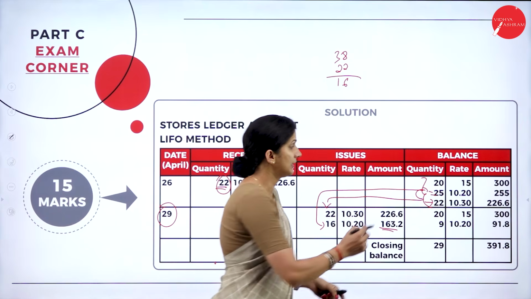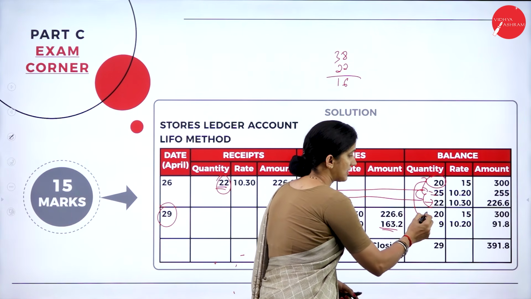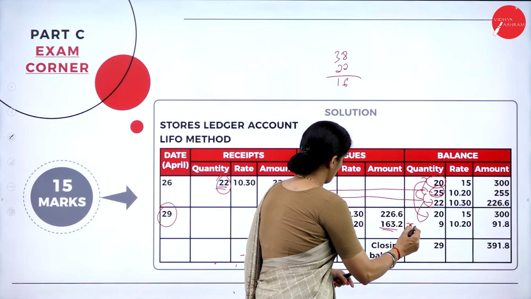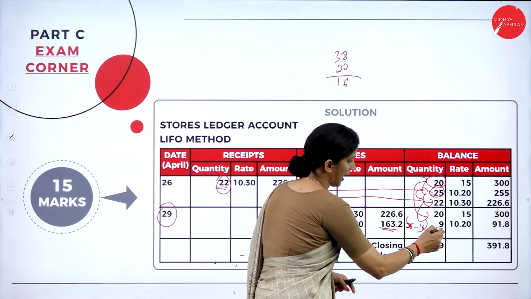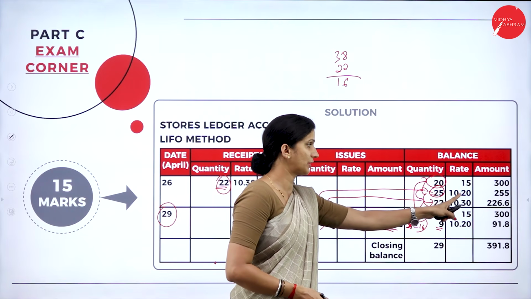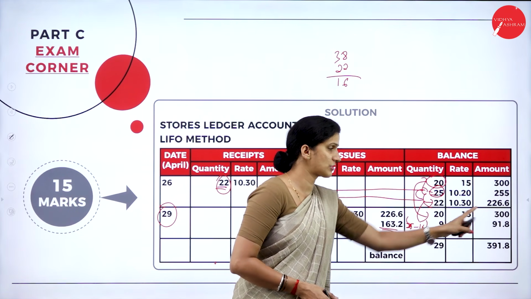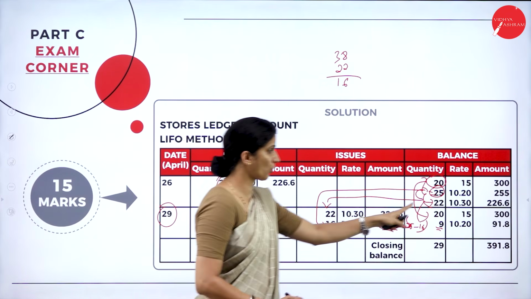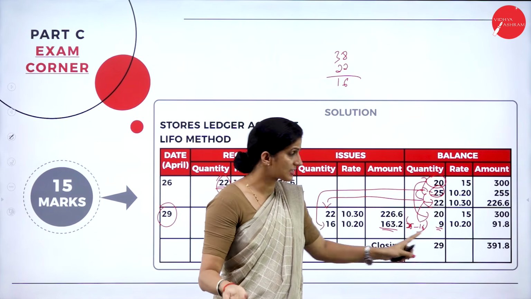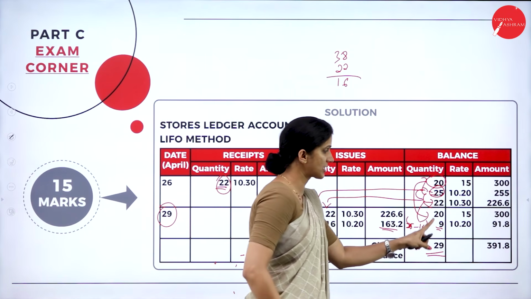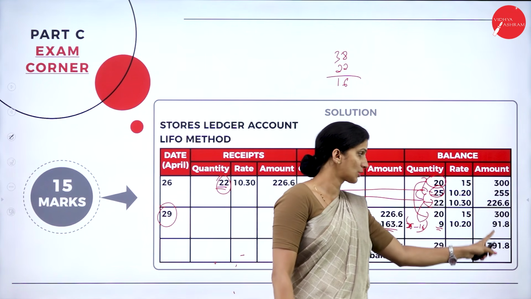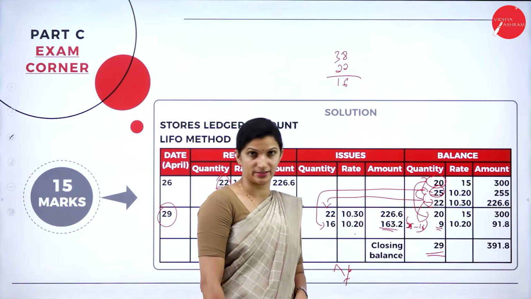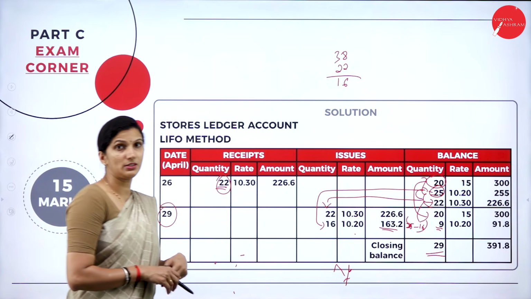Now the remaining balance: the 20th balance as it is. And from 25, we have issued 16 units, so the remaining is 9. The rate per unit will be the same. 9 into 10.20 is 91.8. So, this is the 29th transaction. The total closing balance on the last day is 20 plus 9, 29 units, and the amount is 391.8. So, this is how we'll follow the LIFO.